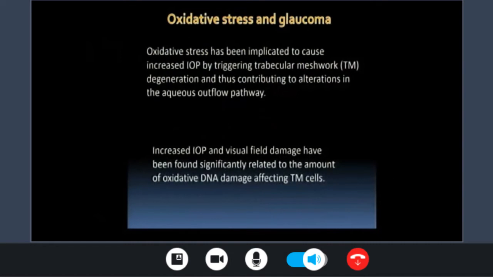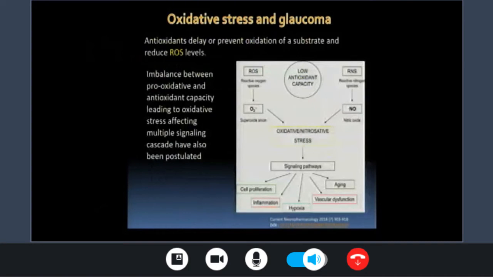Oxidative stress has been implicated in causing increased intraocular pressure by triggering trabecular meshwork degeneration, thus contributing to alteration in the aqueous outflow pathway. Increased intraocular pressure and visual field damage have been found to be significantly related to the amount of oxidative DNA damage affecting the trabecular meshwork. Antioxidants delay or prevent oxidation of a substrate and reduce reactive oxygen species, and definitely the imbalance between pro-oxidative and antioxidant capacity leads to oxidative stress, affecting multiple signal cascades, as has also been postulated.